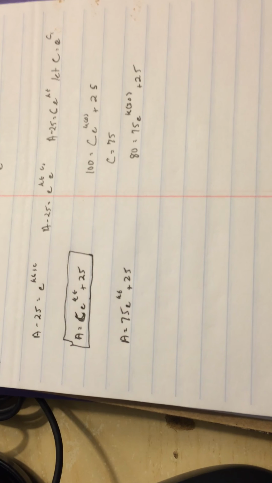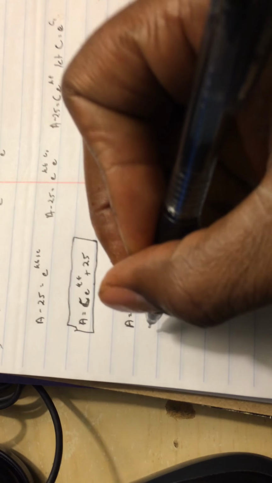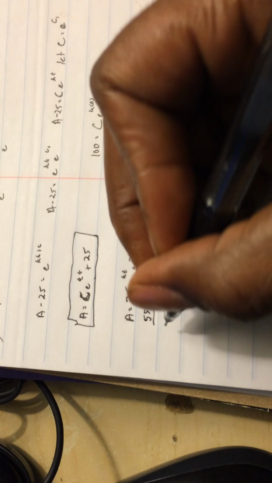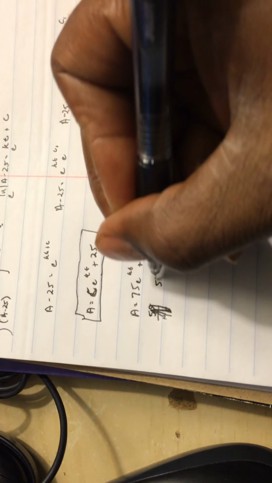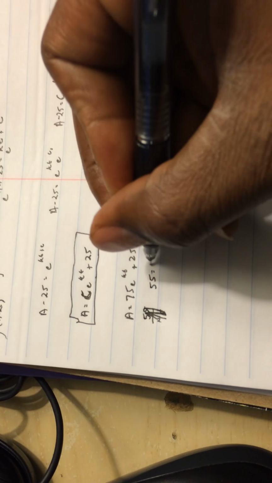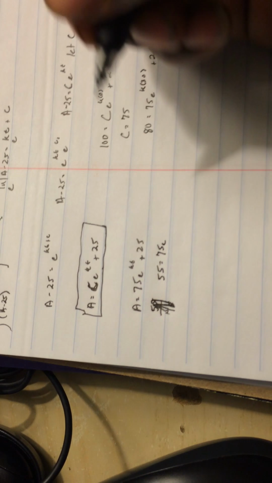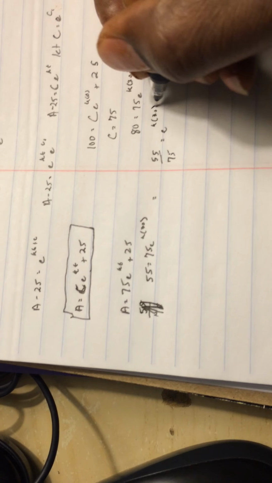We're going to bring the 25 to the other side. Excuse me, sorry, we're just going to subtract now. So we're going to end up with 55 equals 75 e to the K times 30. Now we're going to divide by 75, and we end up with 55 over 75 equals e to the K times 30.